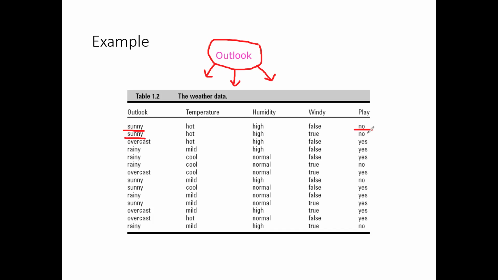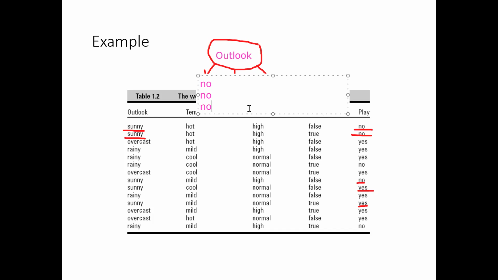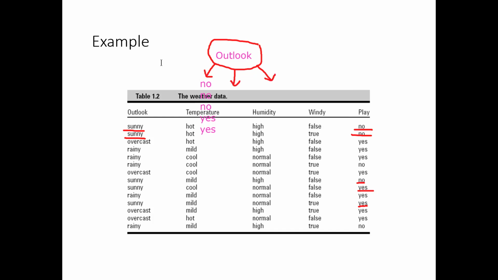So if it is sunny, we know the value is no, no, no, yes, yes. So you will have 3 no's and 2 yeses. We can say no, no, no, and yes, and yes. Right? So you can have it like this.